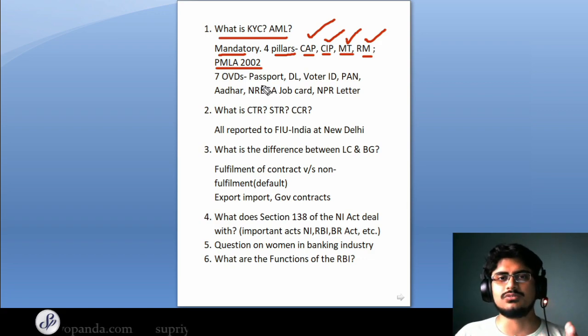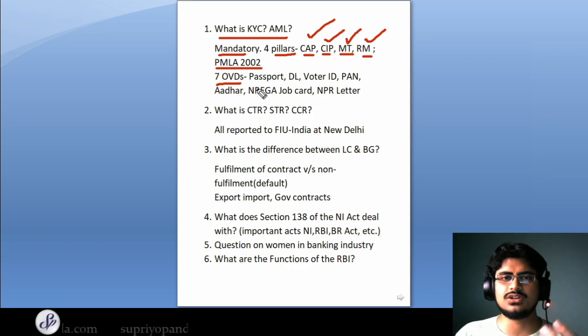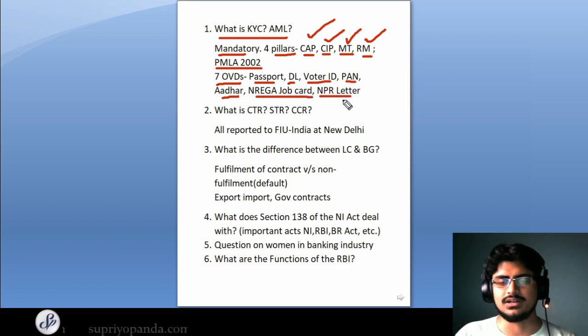Another thing you have to remember is that there are 7 official OVDs, or officially valid documents, that can be accepted by the banks or the financial organizations to open your account. So what are these 7 OVDs? These are passport, driving license, voter ID card, PAN card, Aadhaar card, NREGA job card, and the NPR letter, which is the National Population Register letter. So any of these 7 OVDs you can take to a bank and get your account opened. So that is all about KYC.